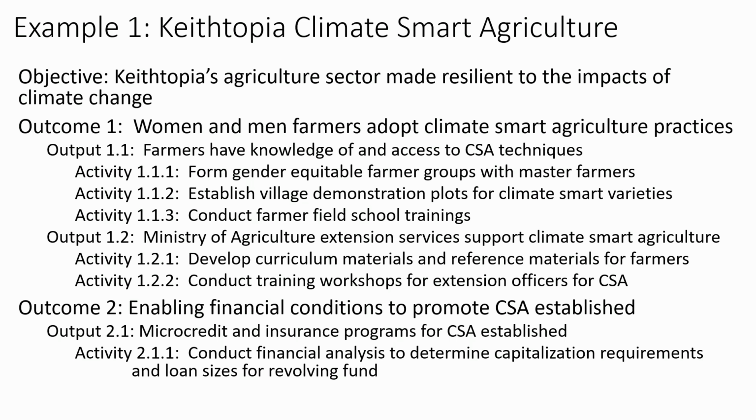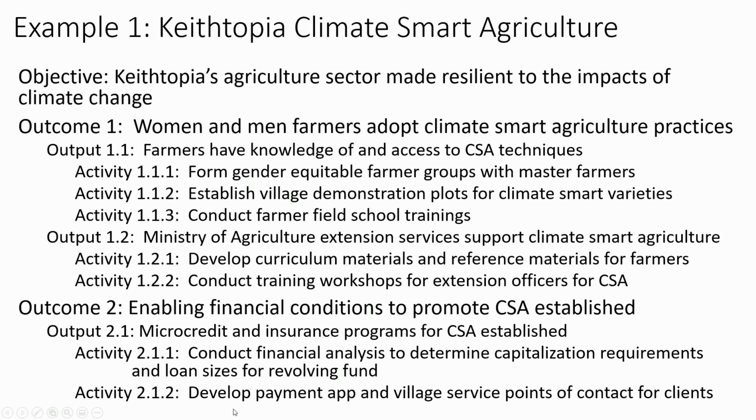Now, those technical tasks are the activities. Typically, you would hire a consultant to do those things. So that's our first activity here. Our second activity is develop a payment app for a smartphone, but also village service points for points of contact for clients. So if you have a smartphone, you can use our app to make your payment or to withdraw money or whatever it is you want to do. And if you don't have a smartphone, you can go visit the point of contact in the village. So it's accessible to everybody. All right, so that's our very basic climate smart agriculture project.